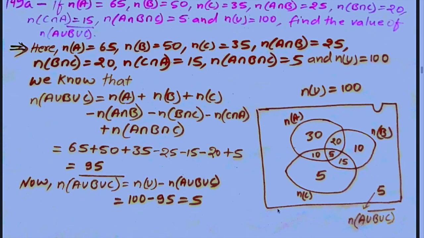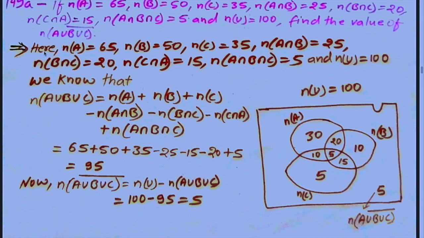Now question number 149 A. If n(A) equals 65, n(B) equals 50, n(C) equals 35, n(A intersection B) equals 25, n(B intersection C) equals 20, n(C intersection A) equals 15, n(A intersection B intersection C) equals 5, and n(U) equals 100, find the value of n((A union B union C) complement).